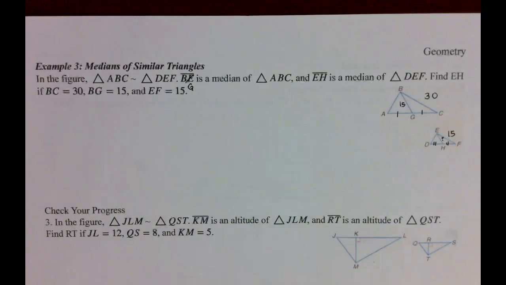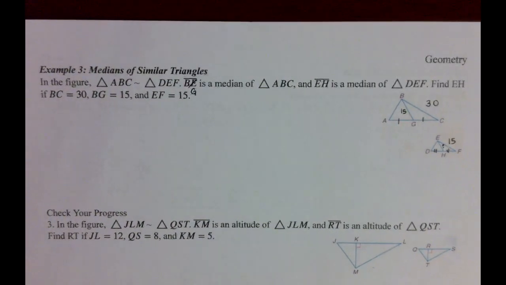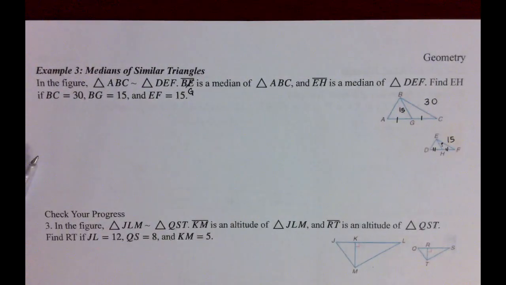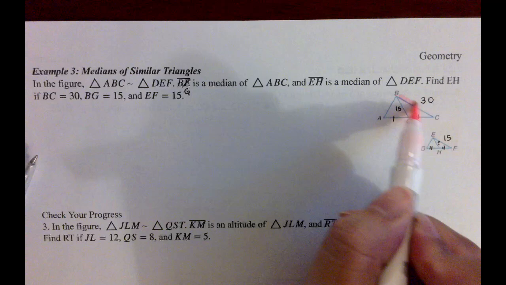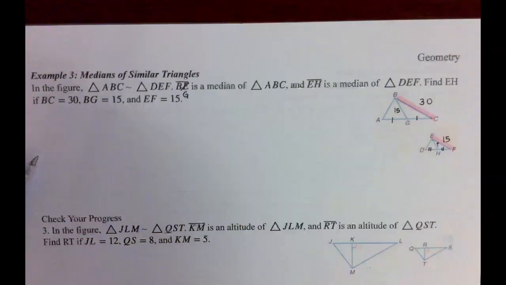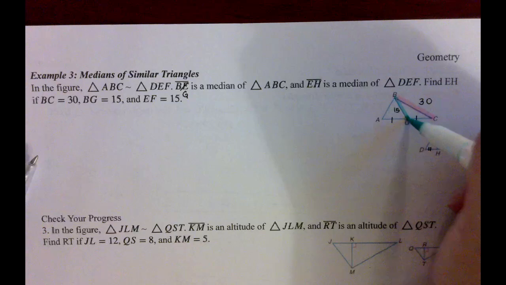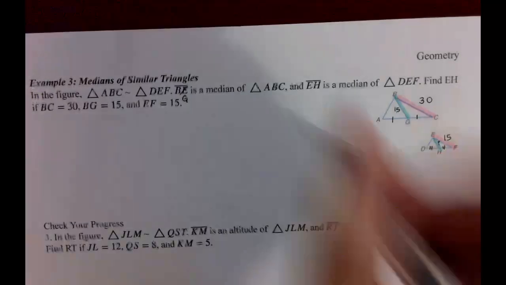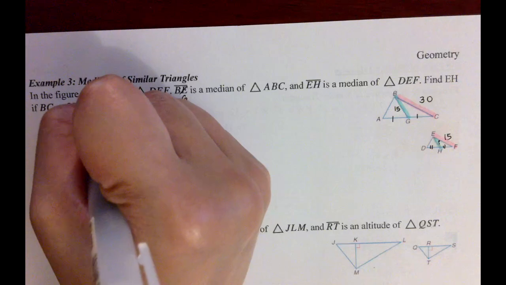Here, what we know about medians is that they are also proportional. So I'm going to match the corresponding parts. This 30 goes with this 15, and this 15 goes with my unknown. So now let's match it. I'm going to do 30 over 15.